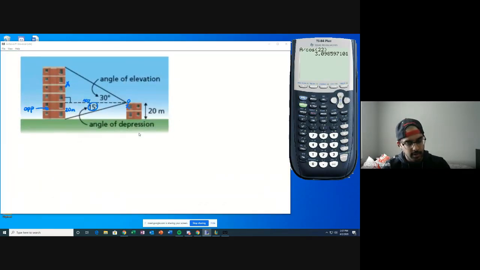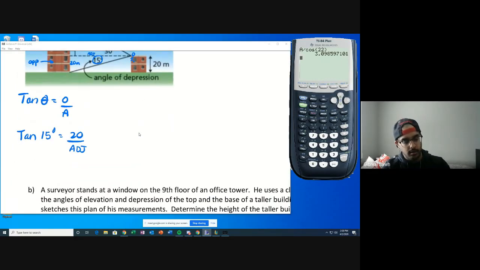If it's opposite and adjacent, that's going to be tangent. So the tangent of an angle is its opposite side over its adjacent side. That means the tangent of 15 degrees is equal to 20 over that adjacent side. Let's just call it adjacent. Tangent 15 is just a number. You can divide by 1. Take 20, multiply it by 1, divide it by tangent 15, that brings you to your adjacent side. So you're going to do 20 divided by tan 15. That's equal to your adjacent side length.